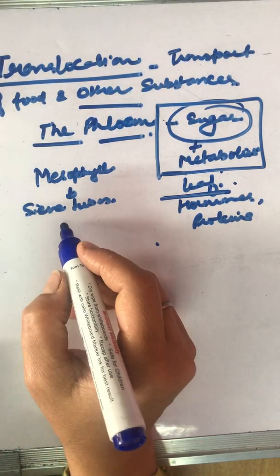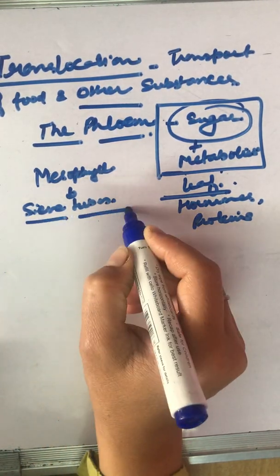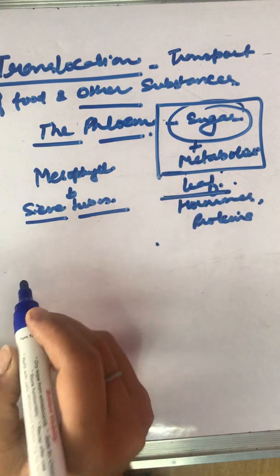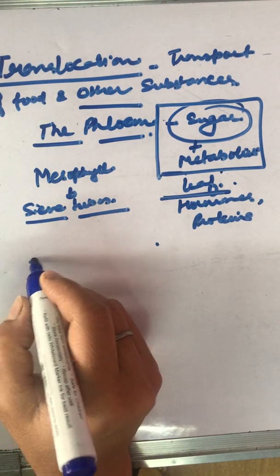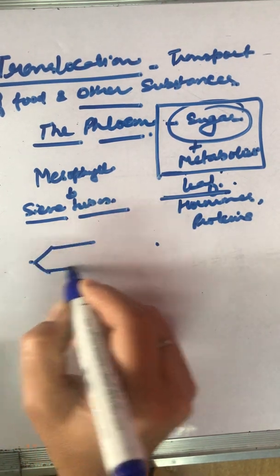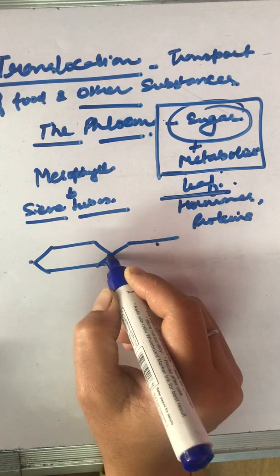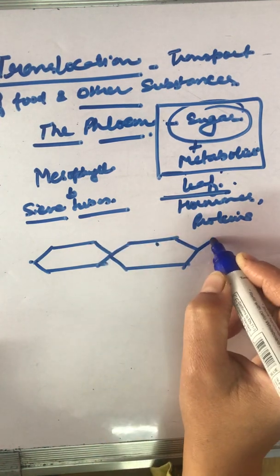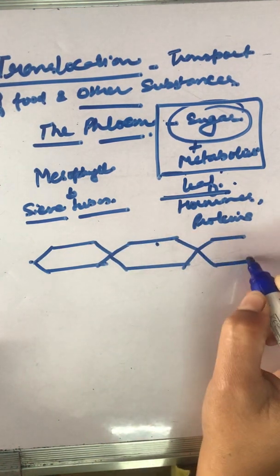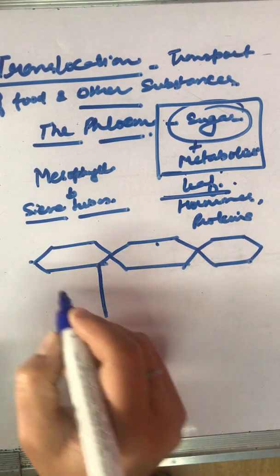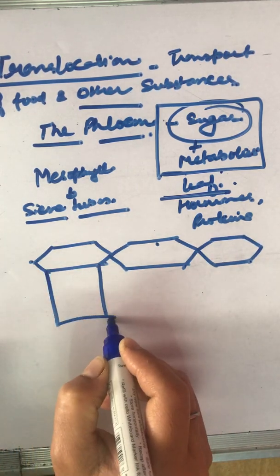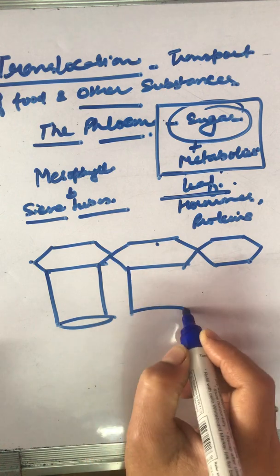These interconnected sieve tubes are present in all the parts of the plant. So once the food material or some other substance enters into it, I'm showing you a little section array of how the transportation takes place. That means the process of translocation. These are the sieve tube channels.